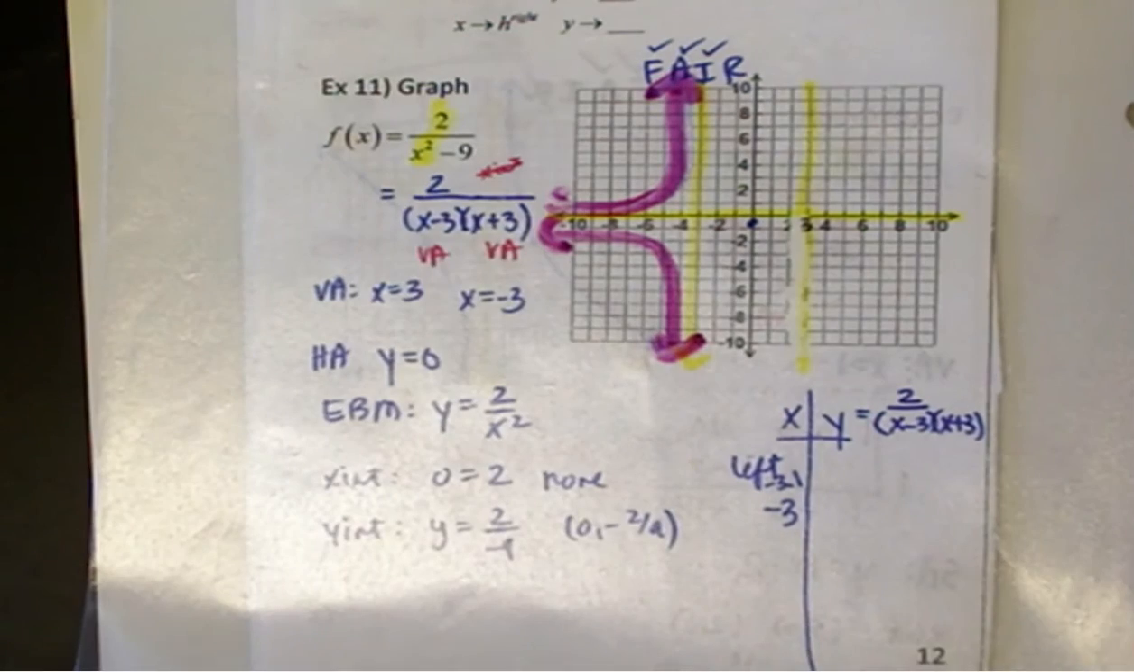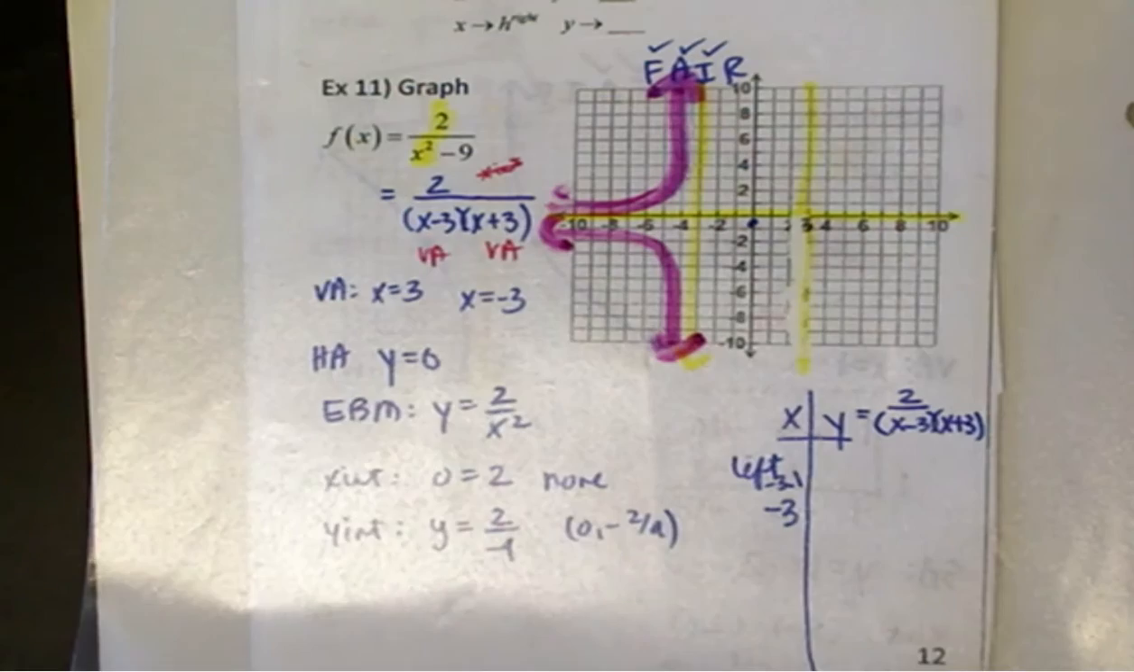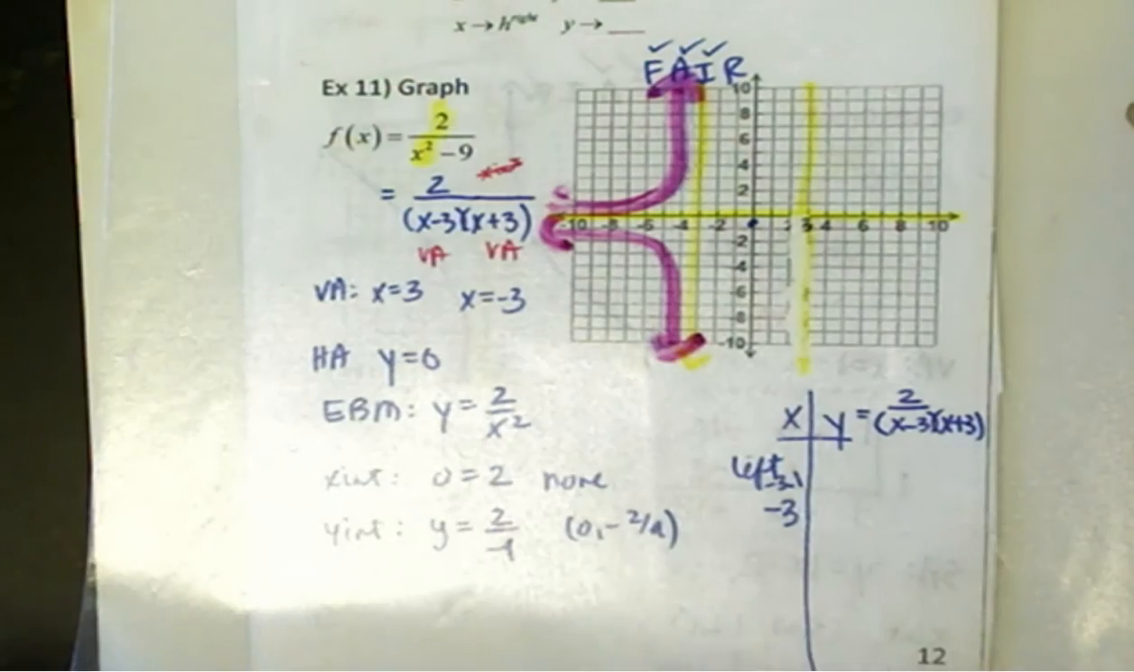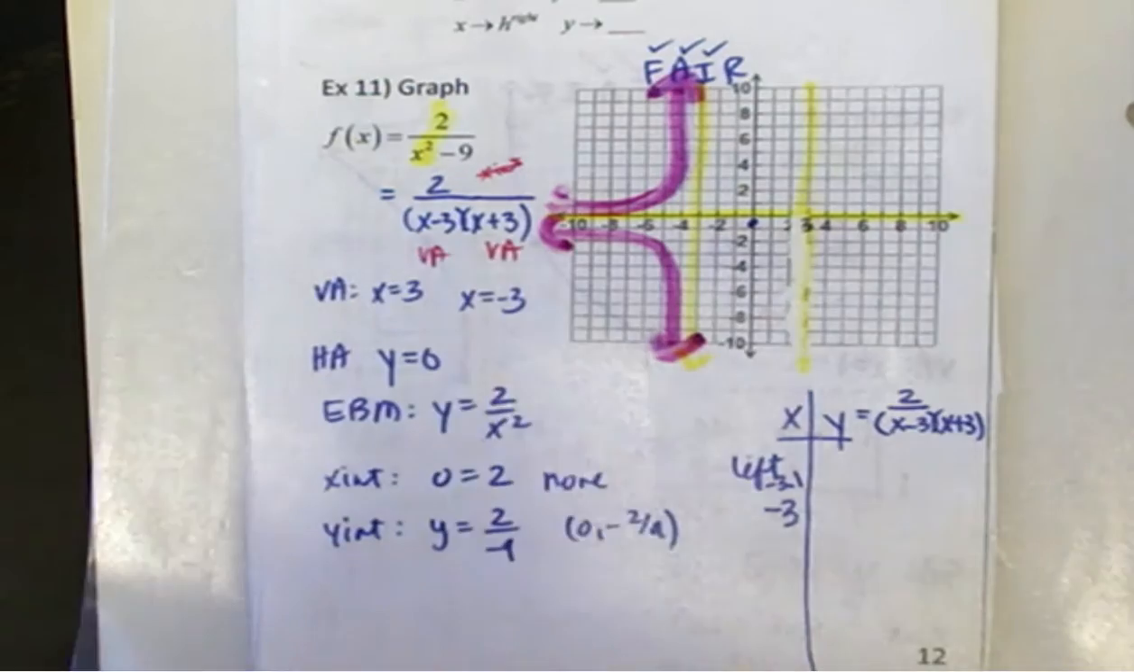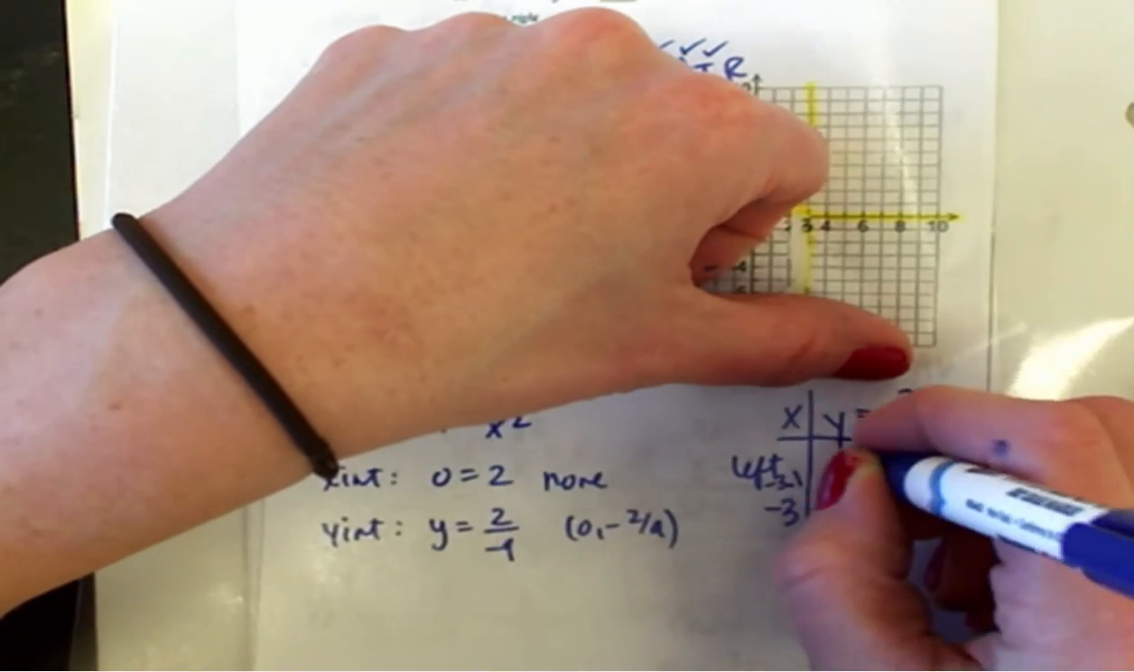Now, I don't want to be too far away from my asymptote because you might get a false positive answer. I want to be really close to my asymptote. Now, what's happening? Negative, plug it in. Tell me what you get. 2.